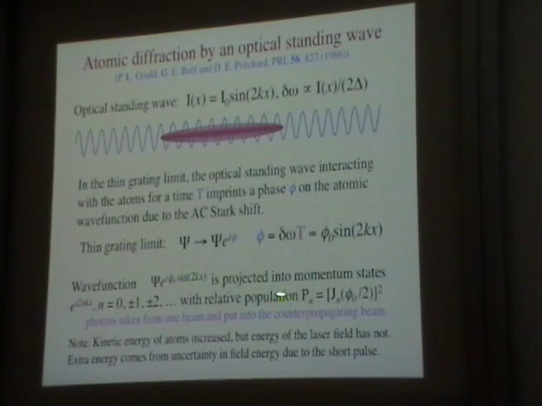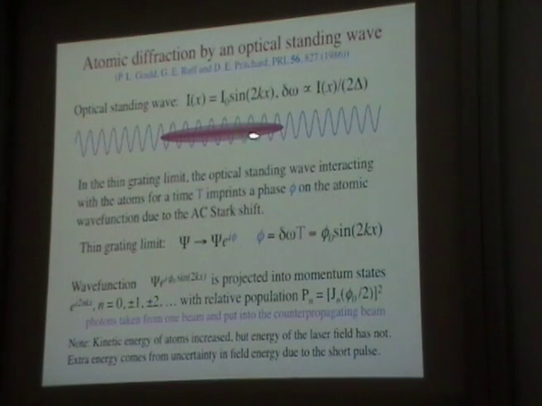So now the resulting wave function after I imprint this phase on it has this phase factor up here. And you can decompose this into a different set of momentum states. You've projected this wave function, and you can expand it out in terms of Bessel functions. What you find is that you've taken this wave function and populated momentum states that differ by integer multiples of 2ħk, with the population given by the Bessel functions.